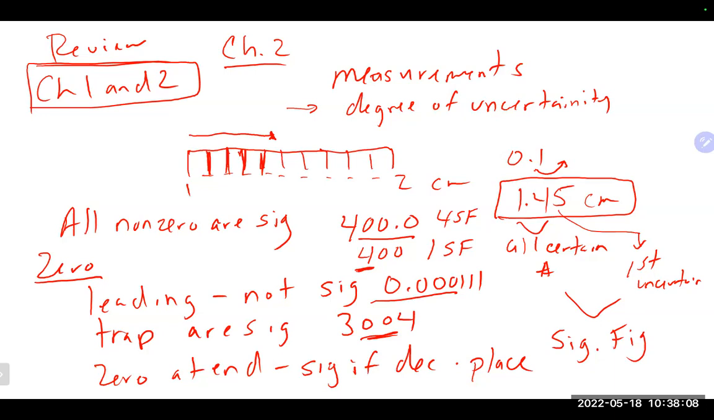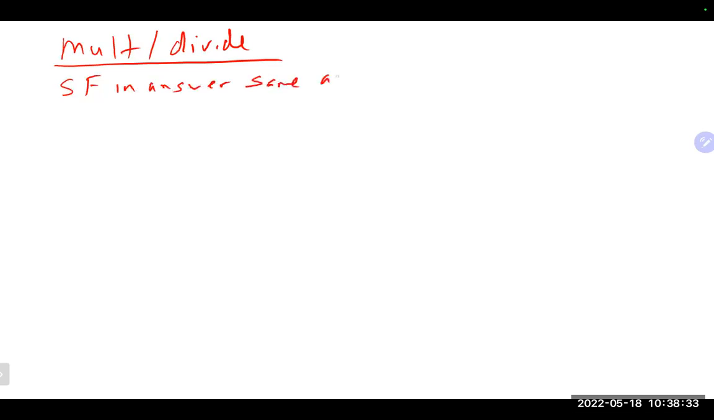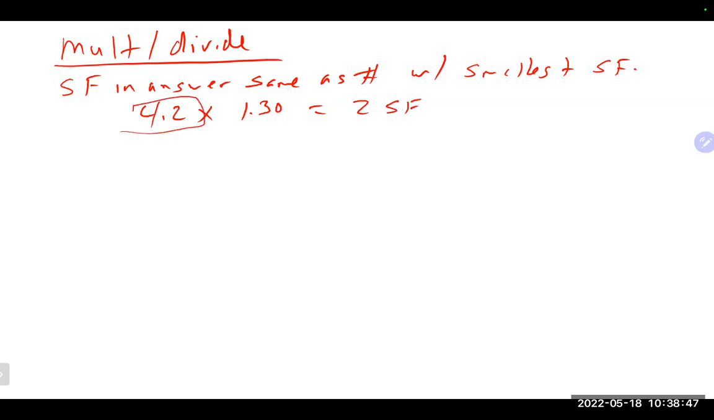More importantly, as we use in a lot of our chapters, we also talked in chapter 2 about calculations involving significant figures. Remember that when we multiply or divide, we look at the sig figs, and the answer has the same number of sig figs as the number with the smallest sig figs. So if we took 4.2 times 1.30, we should end up with 2 significant figures.